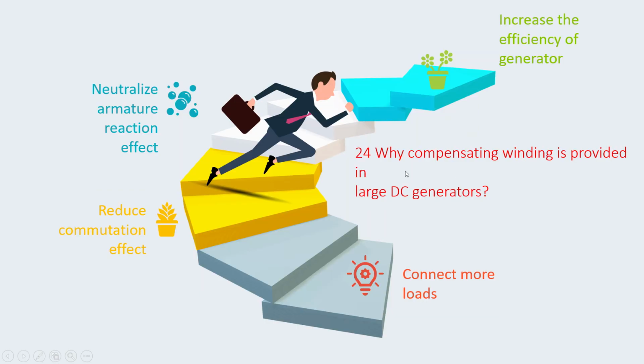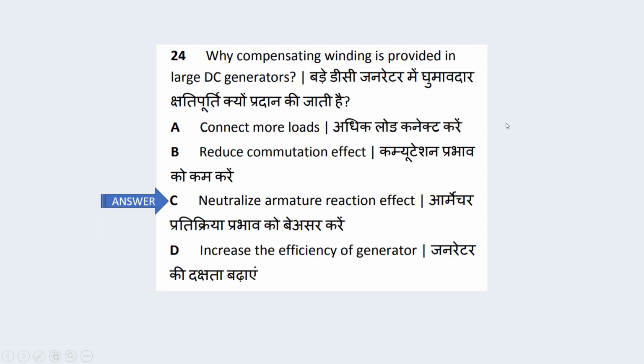Why is the compensating winding provided in a large DC generator? Connect more loads, reduce the commutation effect, neutralize the armature reaction effect, increase the efficiency of a generator. The answer is neutralize the armature reaction effect.